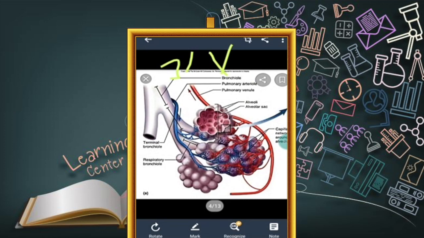What is the meaning of ventilation? The second one is diffusion, and the third one is perfusion. Ventilation, diffusion, perfusion. Ventilation is air in and out of your lungs. Ventilation means air entering and exiting your lungs to maintain proper breathing. That is one of the functions of the lung, that is pulmonary ventilation.